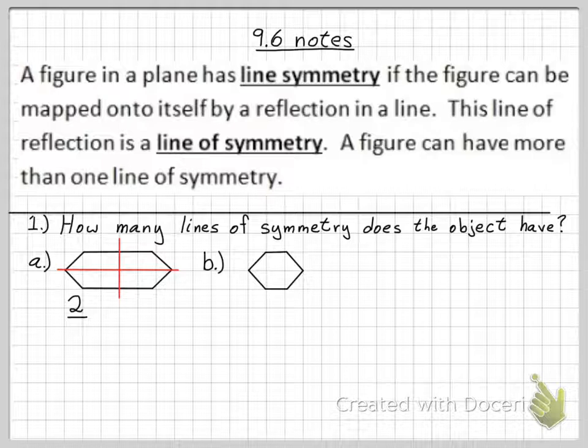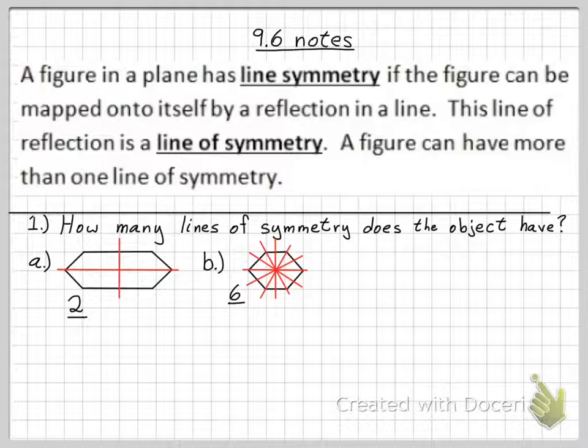Okay? So the answer is that there are 6 lines of symmetry in this figure. There's the first one. Again, you could fold it across that crease or that line of reflection, and the 2 sides are congruent. They would map onto each other. And there's another one. That's 2, 3, 4, 5, 6 lines of symmetry.